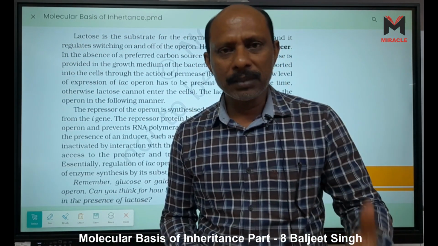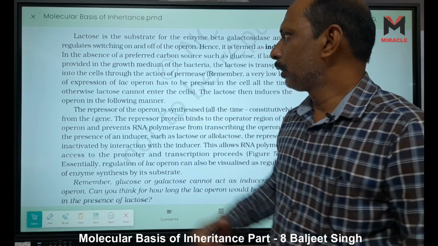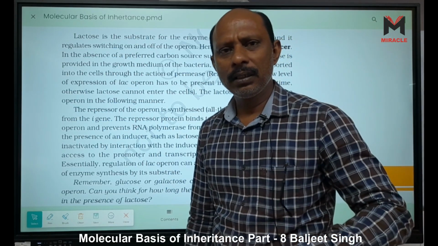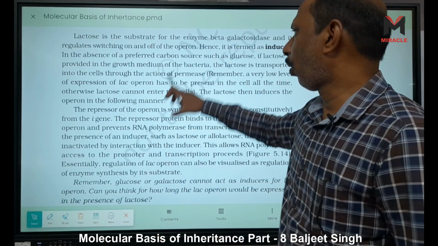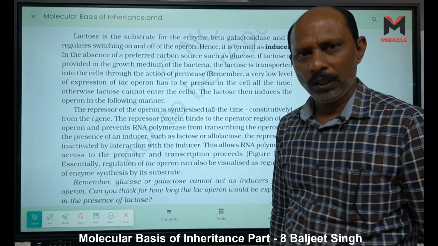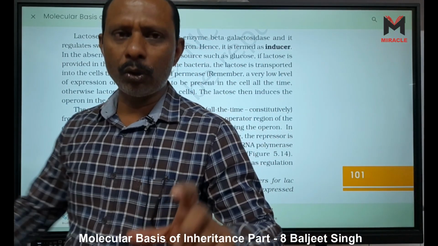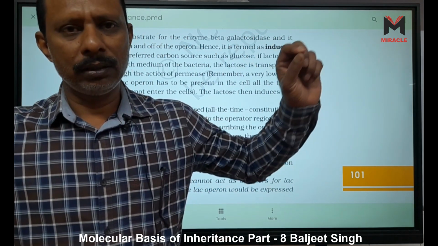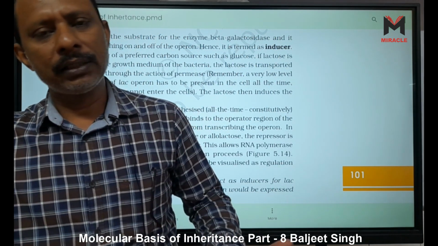When lactose binds with the repressor, it is switched on, and when lactose is not bound with the repressor, the process of the operon is switched off. Hence, it is termed an inducer. When it binds in the presence of lactose sugar, transcription starts. So it is called switch on, or we can say inducer.